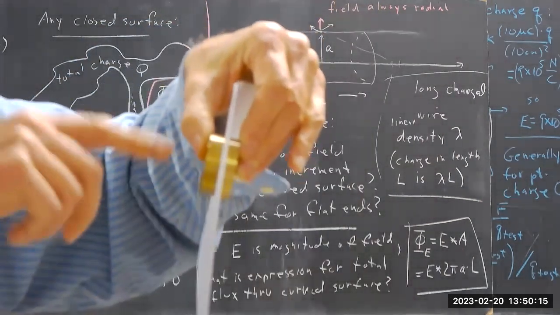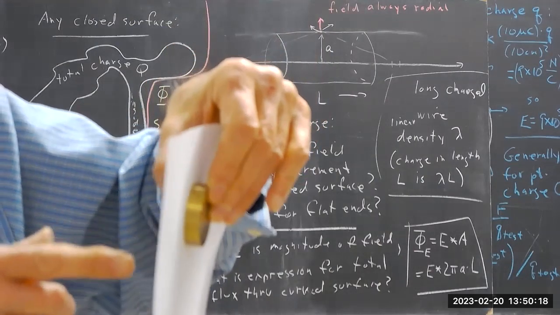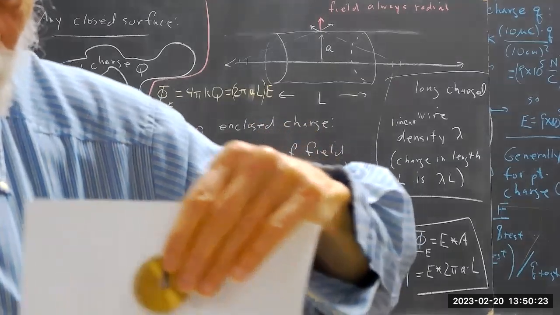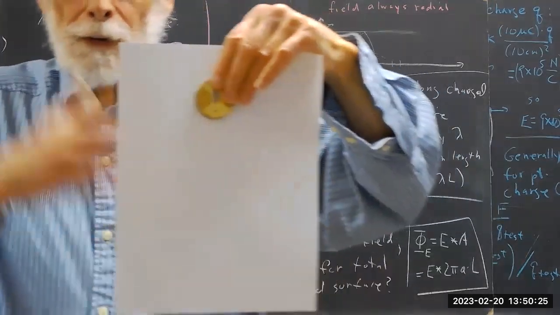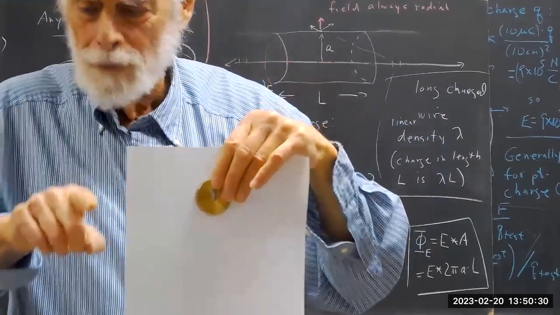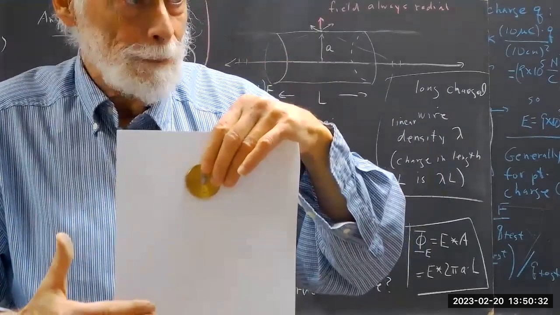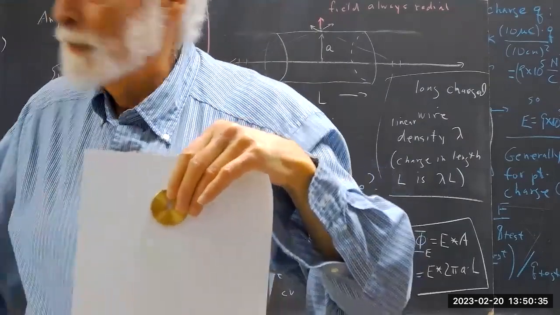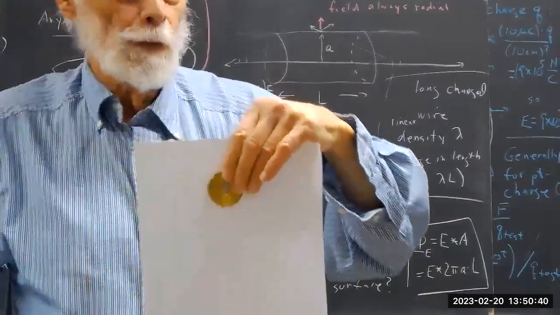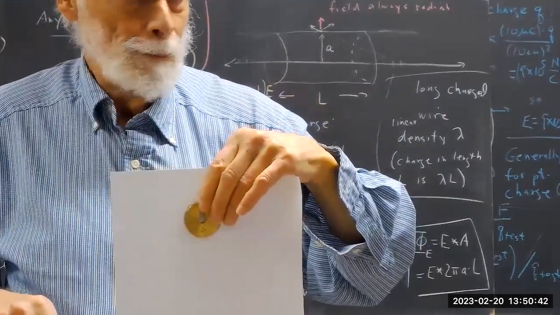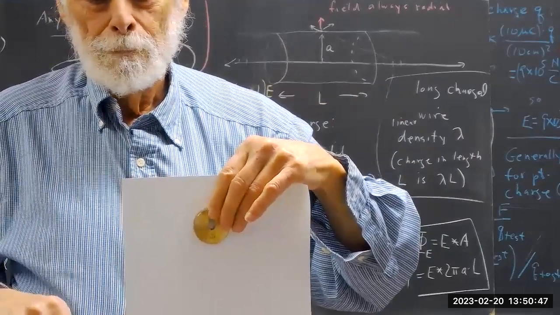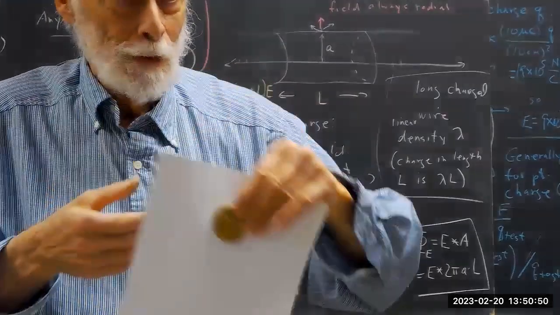This cylinder encloses a charge that's equal to the area times the area density. If this thing is infinite, then by symmetry, the only direction the field can have is perpendicular to the surface. Now, I can't really demonstrate that. But if I rotate the surface, that makes no difference in the infinite distribution of charge. And if I flip it, that makes no difference.